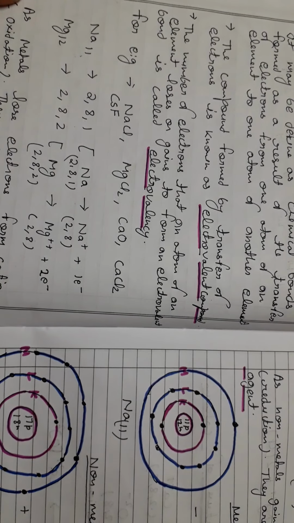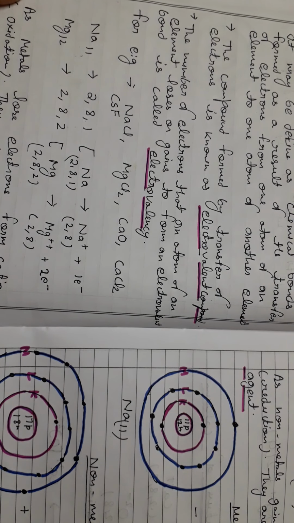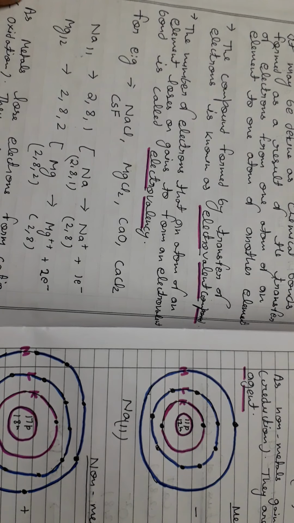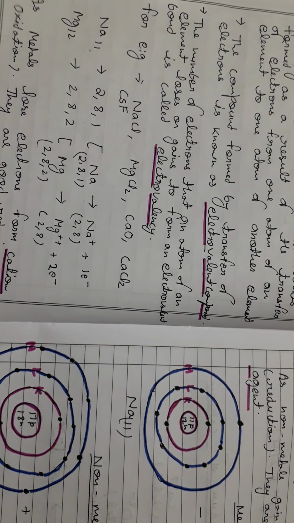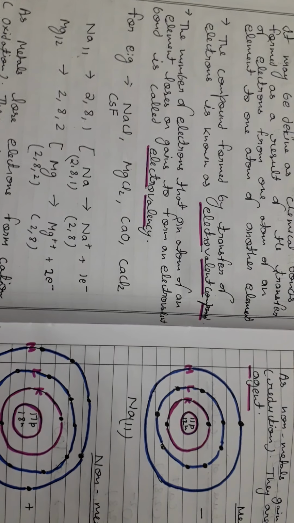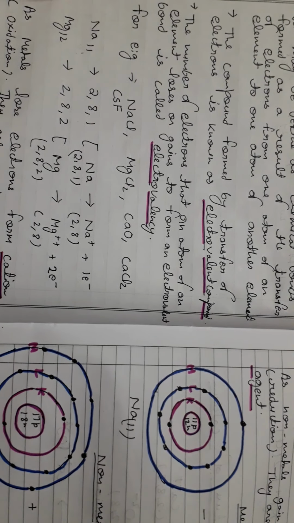Same in the case of magnesium, atomic number 12, electronic configuration 2, 8, 2. What happens when it loses 2 electrons? It becomes 2, 8, the same as the nearest noble gas, neon. So both sodium and magnesium, after losing 1 and 2 electrons from their outermost shell, resemble their nearest noble gas element, that is neon.